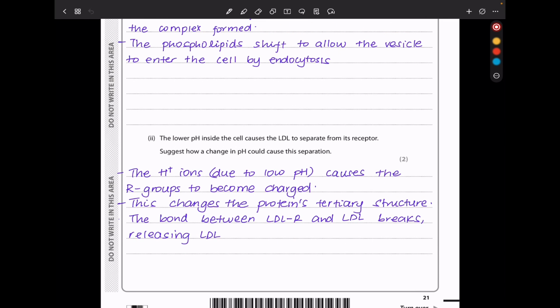The next, I say, the lower pH inside the cell causes the LDL to separate from its receptor. Suggest how a change in pH could cause this separation.